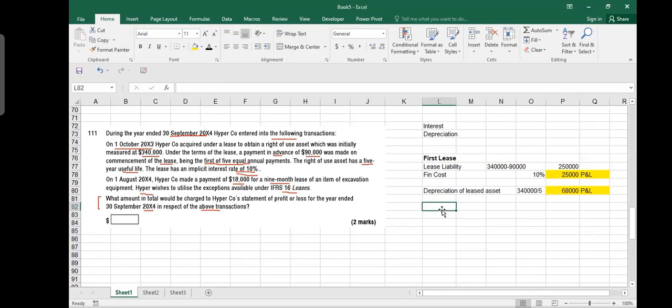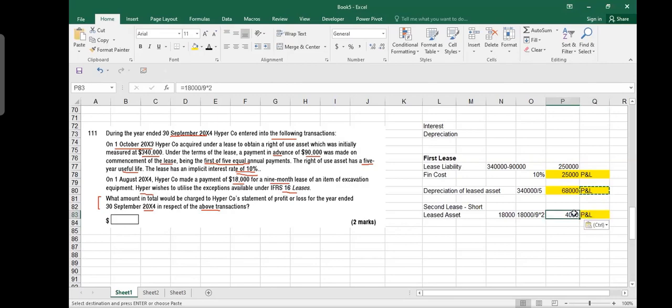Then you have a second lease, which actually is a short-term lease. Short-term lease, you straight away amortize. So how much is your short-term lease? Leased asset is, I think, $18,000. And it says 9-month lease. And when did you get it? You get it on 1st August 2004. And you are preparing accounts on 30th September 2004. So August and September, only 2 months. So here you should say 18,000 divided by 9 months multiplied by 2 months. Because in the current period, you've got only 2 months here. And this also goes to P&L, okay?